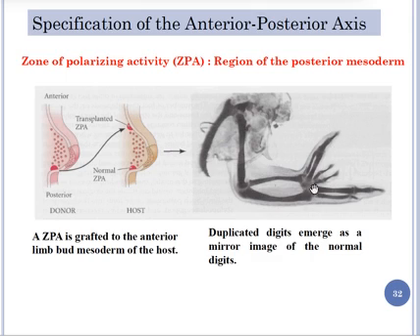We got duplicated digits. You see we have the stylopod, the zygopod, the autopod. So we have duplicated digits that will emerge, but they are oriented in a mirror image of the normal digits. Let's say here we have the normal digits, and here we have the extra digits resulting from the transplantation of the ZPA. But these digits are arranged in a mirror image configuration.